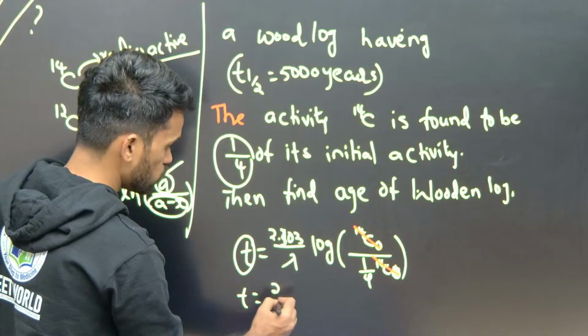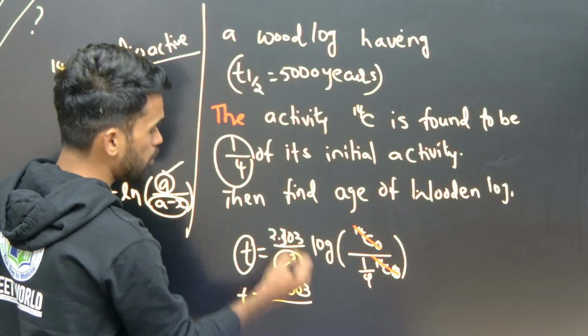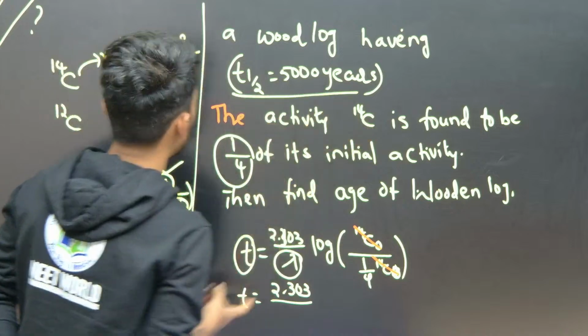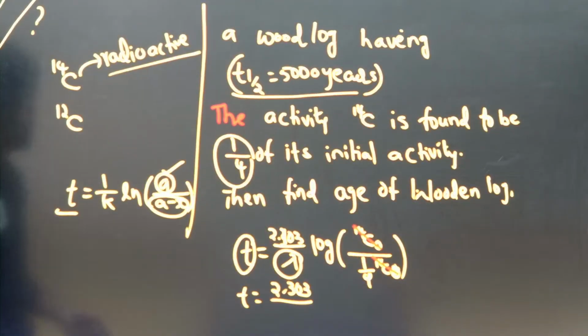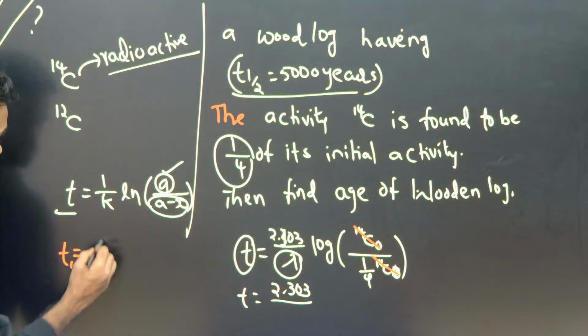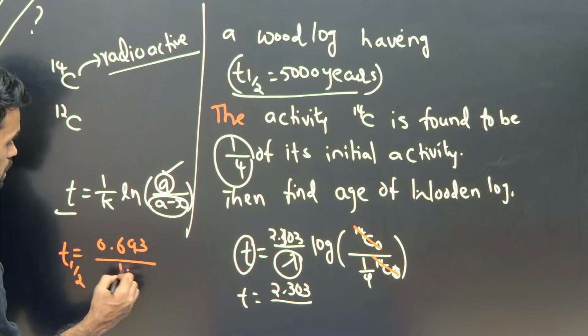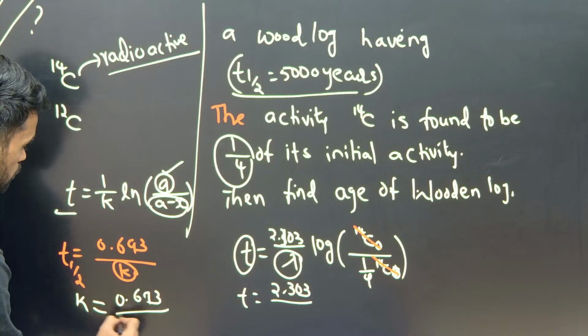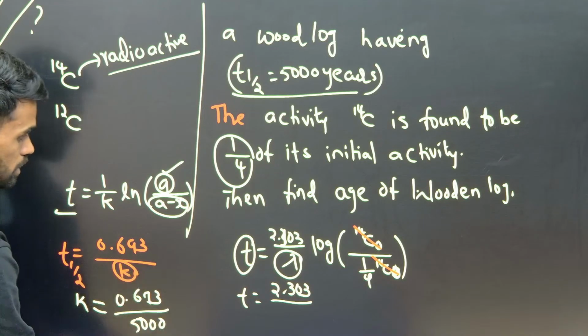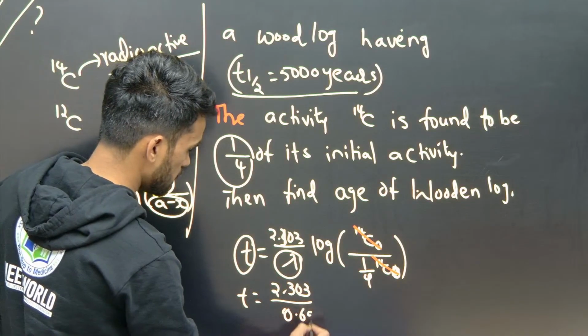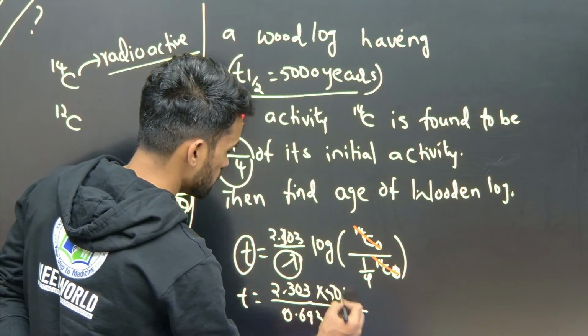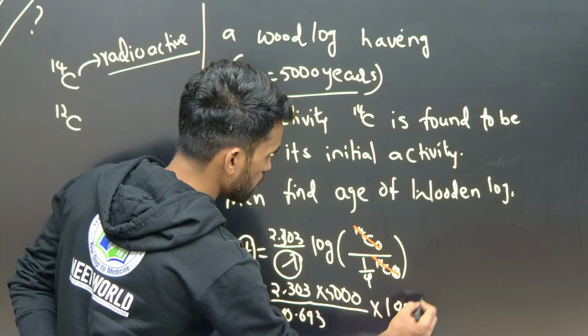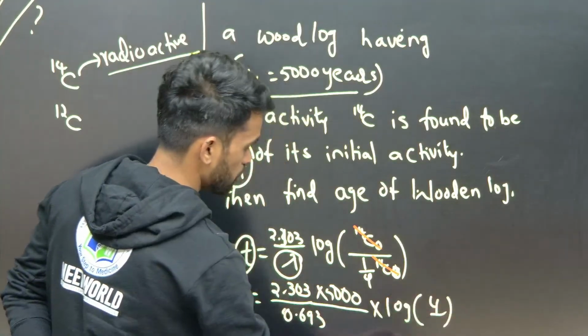Finally, we will have 2.303, and the lambda value we do not know, but its half life is given. What is the relation between half life and this constant? T half is equal to 0.693 by K, and here K is nothing but our lambda. So K is equal to 0.693 by 5000 years. Then in the numerator you write 5000 into log of 1 by 4, which means 4 by 1. Okay, that's it.